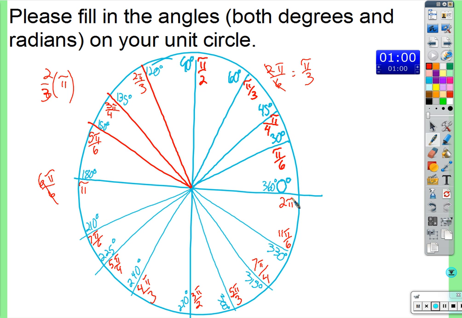Does that help you out a little bit? A little bit more sense out of radians? Yep. Okay.